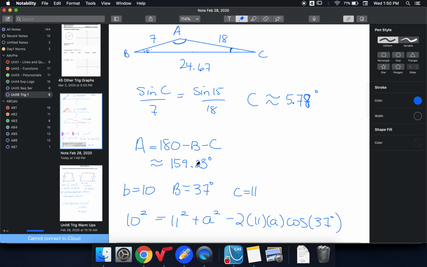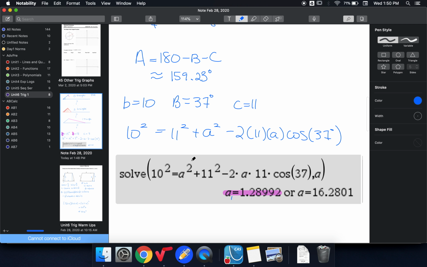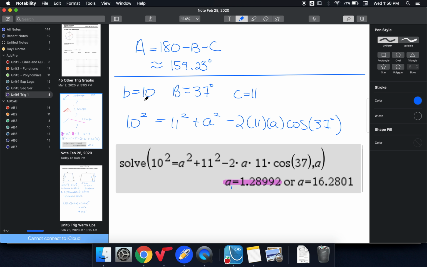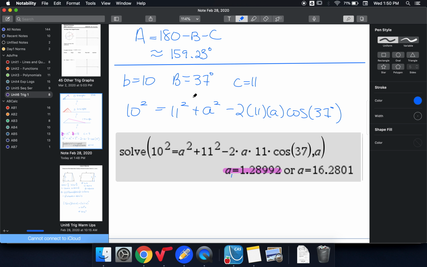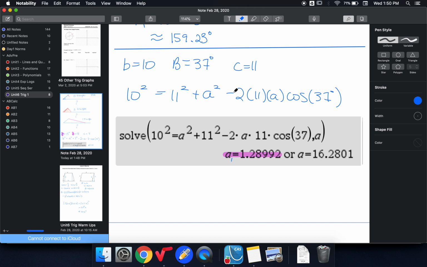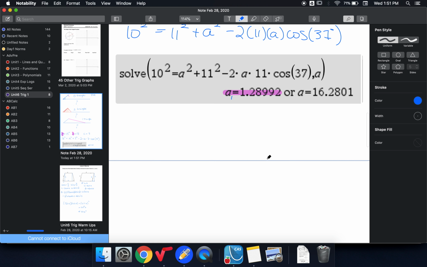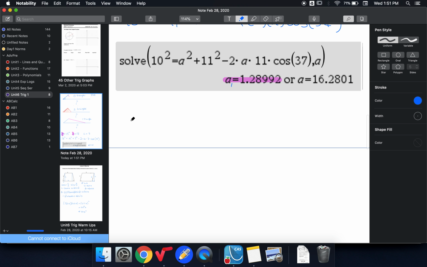Okay, so now let's look at a scenario where we end up with more than one solution. So this is now a new problem. Side B is 10, angle B is 37, side C is 11. If I solve this in my calculator, I get 2 answers, both of which are positive. That tells me I can draw 2 separate pictures. So rather than put them in one picture, I'm going to make 2 separate pictures.